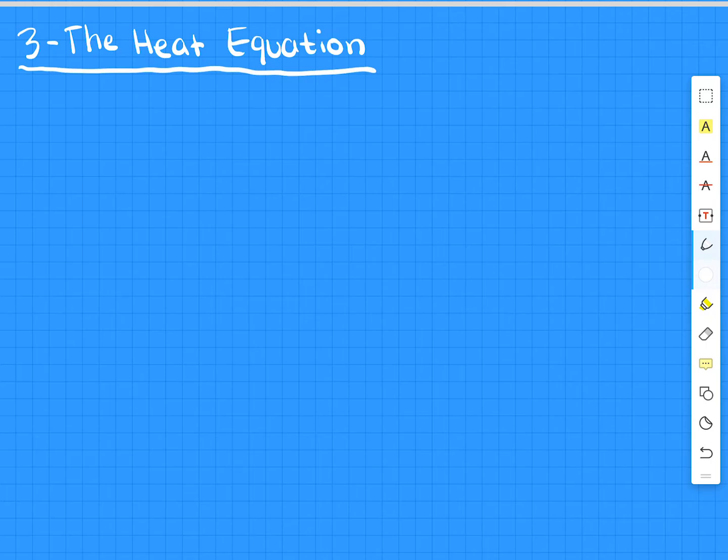Today we're going to be going over the heat equation and its properties, as well as the required conditions needed to solve this equation. Now, without any further ado, let's go ahead and get started.